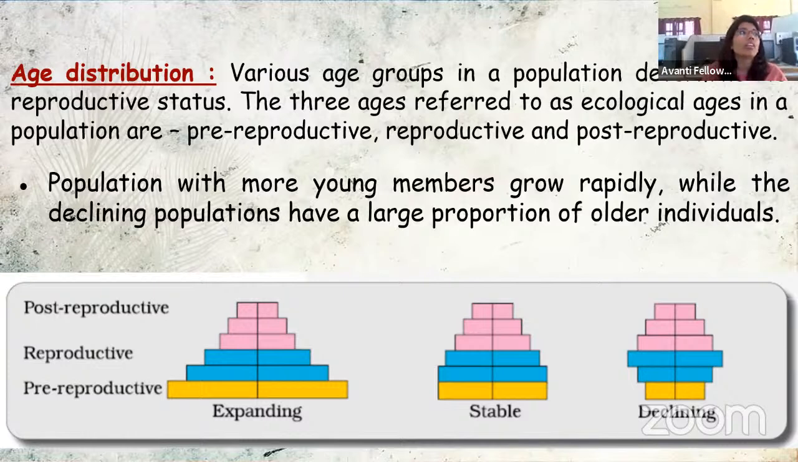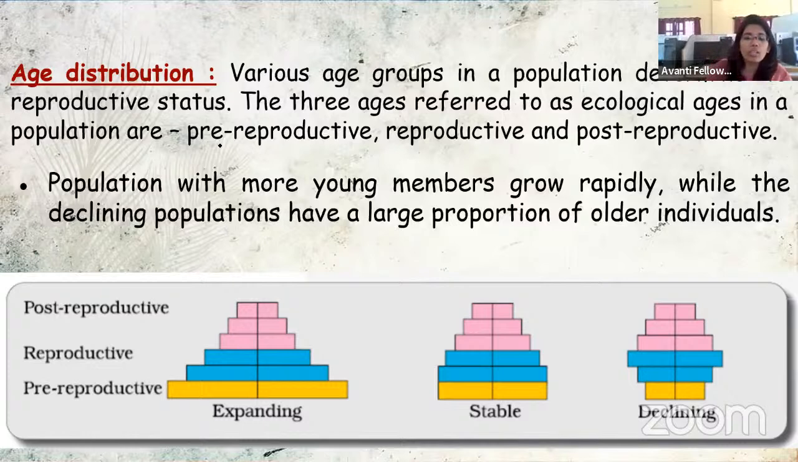where the organism is not yet mature enough for reproduction. That stage is called the pre-reproductive stage. After reproduction, where the organism cannot reproduce anymore, is called the post-reproductive age. Clear?